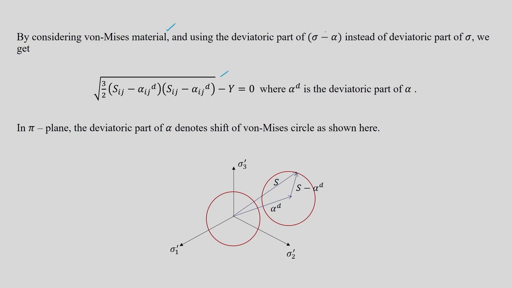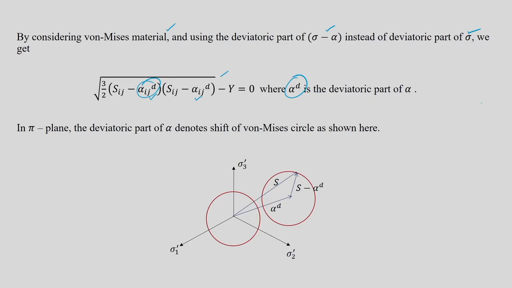Other yield functions, and then kinematic hardening, are further complex. By considering a von Mises material and using the deviatoric part of sigma minus alpha instead of the deviatoric part of sigma, I am going to write the square root of 3 by 2 into Sij minus alpha ij^d into Sij minus alpha ij^d, minus y equal to 0, where this alpha d is nothing but the deviatoric part of alpha.